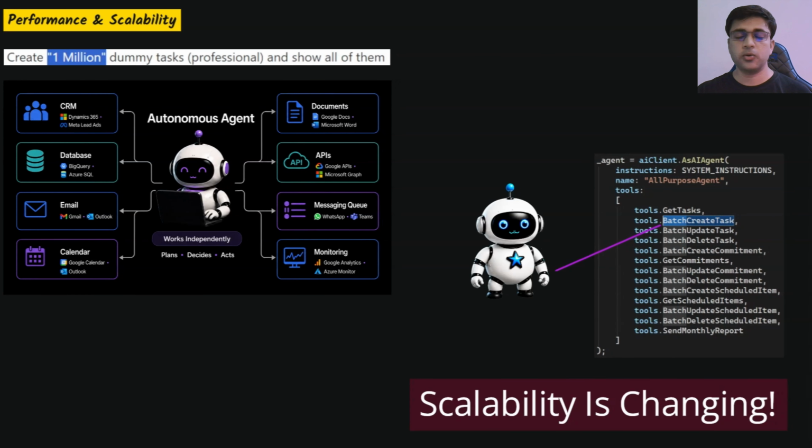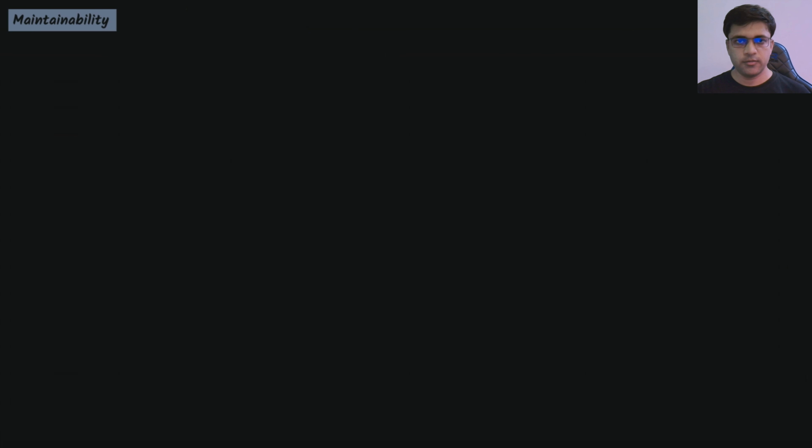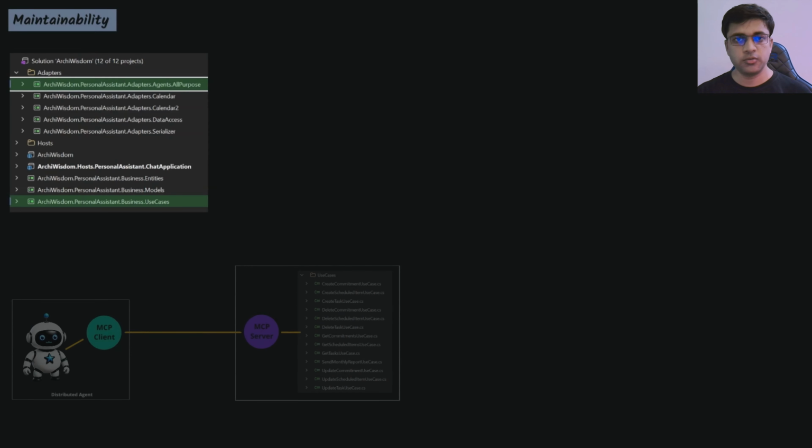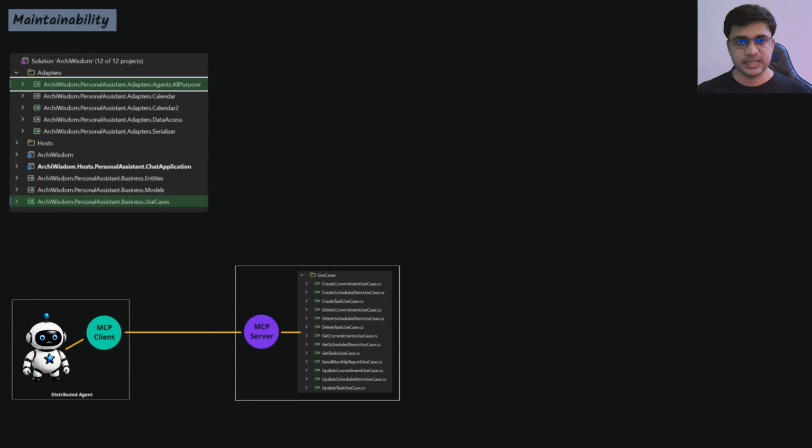Next, how can we keep our code maintainable? First, in our clean architecture approach, we had separate layers for business and agents, which means our AI code and business logic don't get mixed up together, making them maintainable. And the same is true for distributed agents because the business and agents live on different services. This is already clean and maintainable.